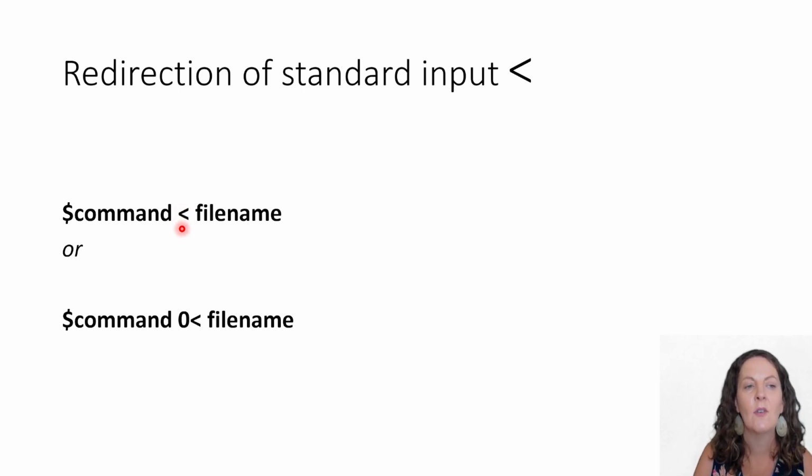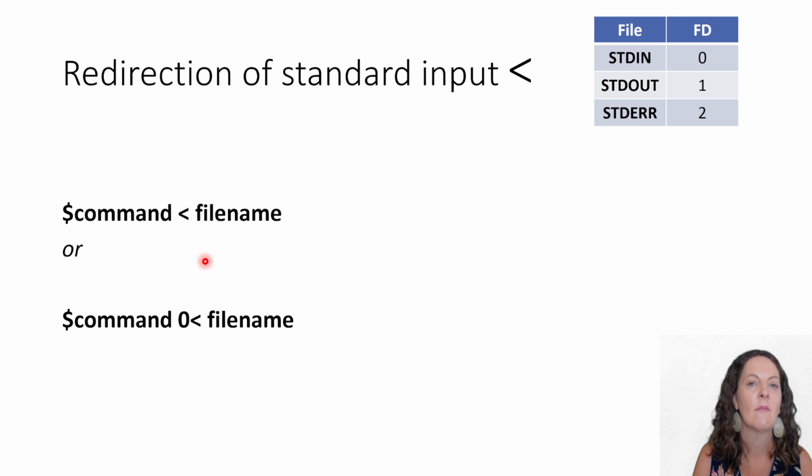So if I have a file called employee.txt and I want to sort it in alphabetical order or per time stamp, whatever it might be, then I can use my command in that way. So in here you have your examples. It's either using the less than sign or else the 0, because that's the file descriptor, and the less than sign.